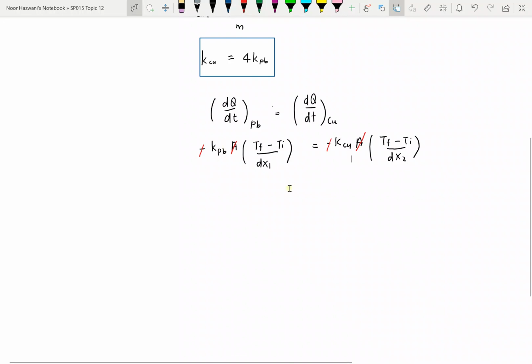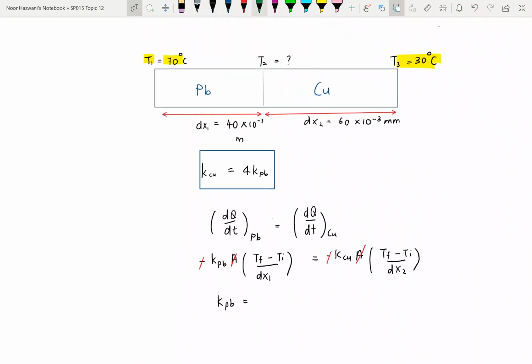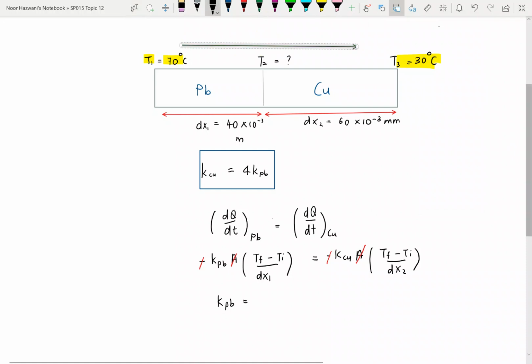Thermal conductivity K lead, so K sahaja. Okay, T final and T initial. So we know that the heat is transferred from higher temperature to low temperature. So the direction of the heat flow is to the right. Okay, so ini adalah direction of the heat flow. Jadi untuk lead, since dia bergerak ke kanan, so dia akan bergerak from T1 to T2. So T2 would be the final temperature for the lead.